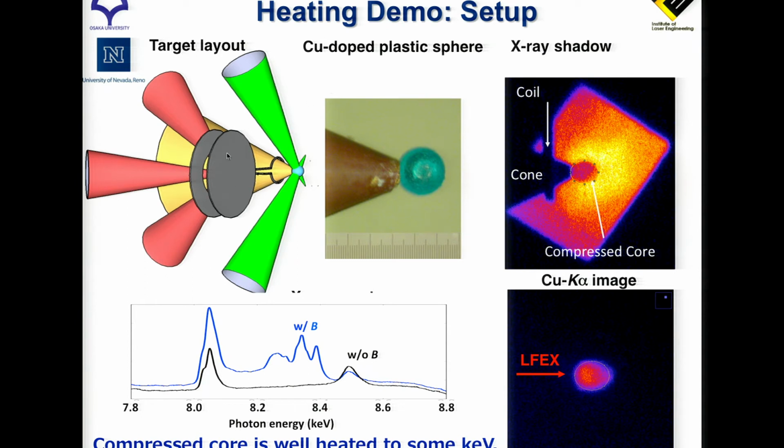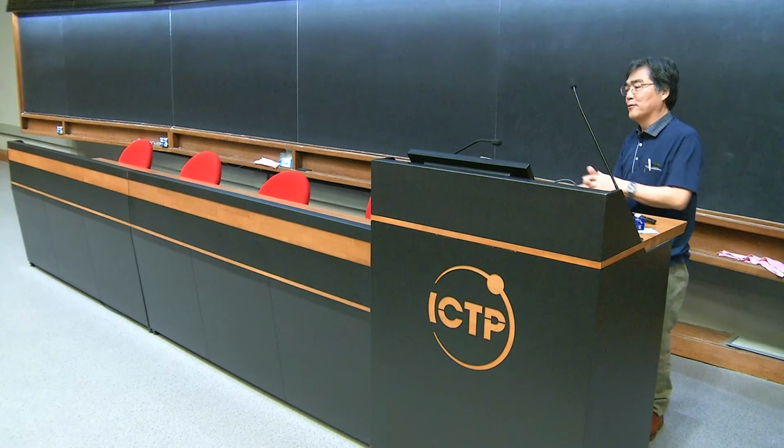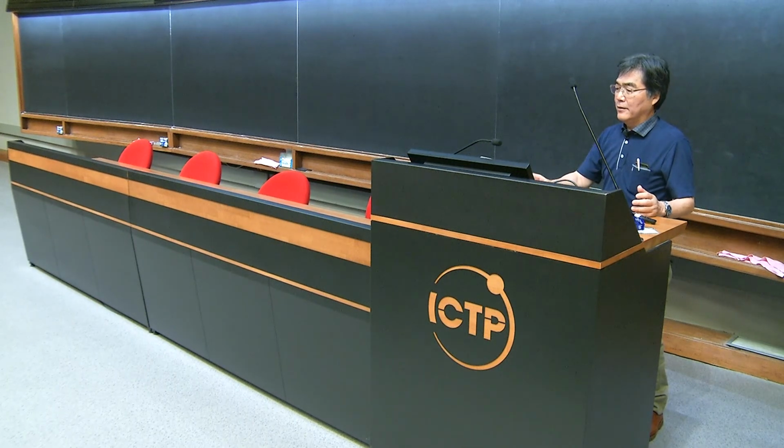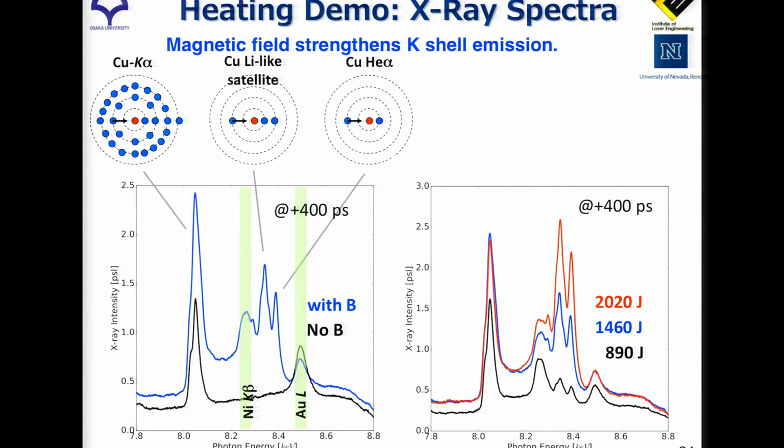This is a capacitor coil to generate a kilotesla magnetic field to collimate electrons toward the compressed core. The final result shows we succeeded in heating the compressed fuel to almost 2 keV temperature. You can see here lithium-like and helium-like copper lines appear. That is a very good indication of high temperature.